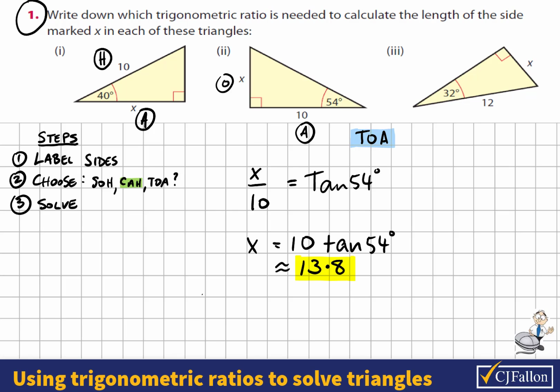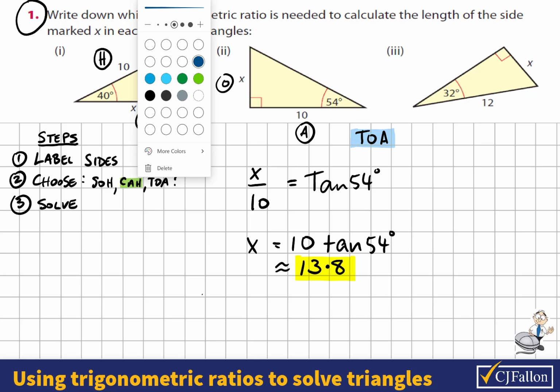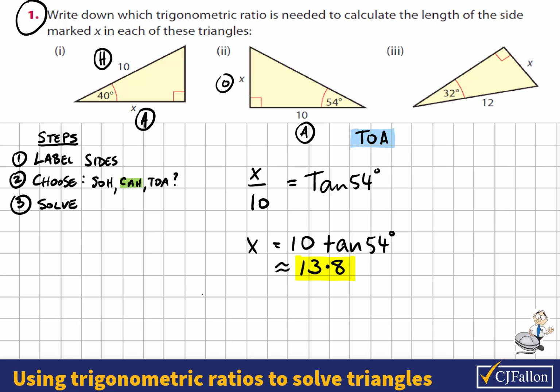Okay. So again, I'm going to do the same with the second part of this. Again, I might do it a little bit quicker each time. I label the sides. Compared to the 32, the x is opposite. And be careful, can someone tell me what is the 12? I would like someone to tell me that. What is this? Hypotenuse. Very good.